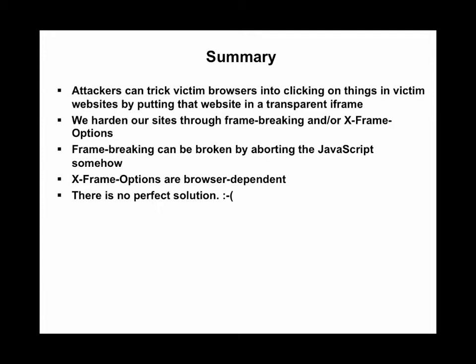So what we should do is put in protections. And we have two major options. One is called frame breaking. The other is X-Frame-Options. The problem is that frame breaking can be broken. It can be overridden by hackers. And X-Frame-Options is not supported by all browsers. So the best solution is to do both. Defense in depth. Put some frame breaking scripts at the top of your page, and then also include the HTTP header X-Frame-Options.